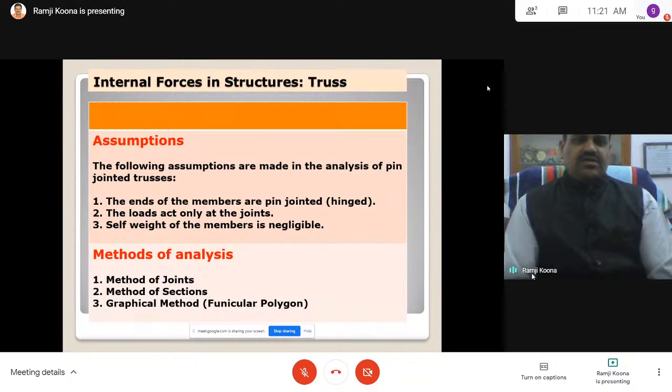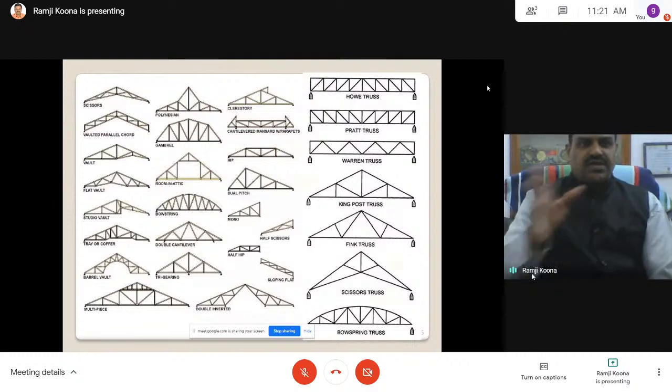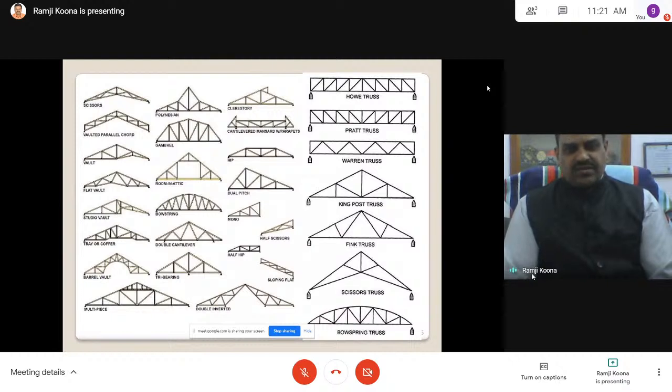A graphical method sometimes is very easy to determine the stresses, internal forces. That is where we can use a funicular polygon. These are the different cases with different nomenclature and classification. These are not all necessary, names and other things, from a competitive examination point of view, but where we are using these stresses and what shapes we are using, etc.